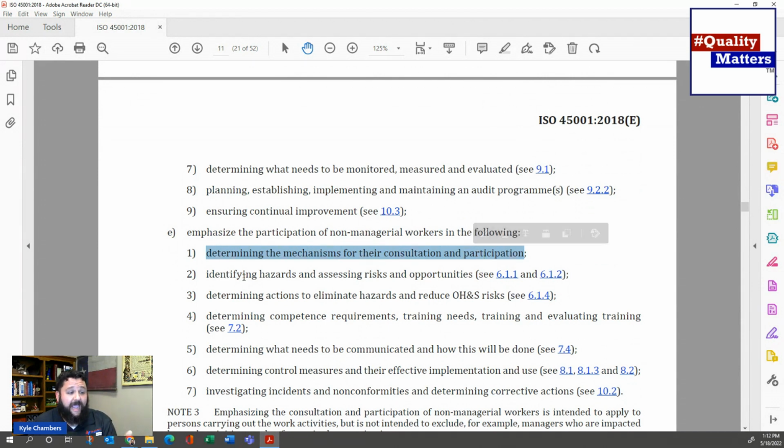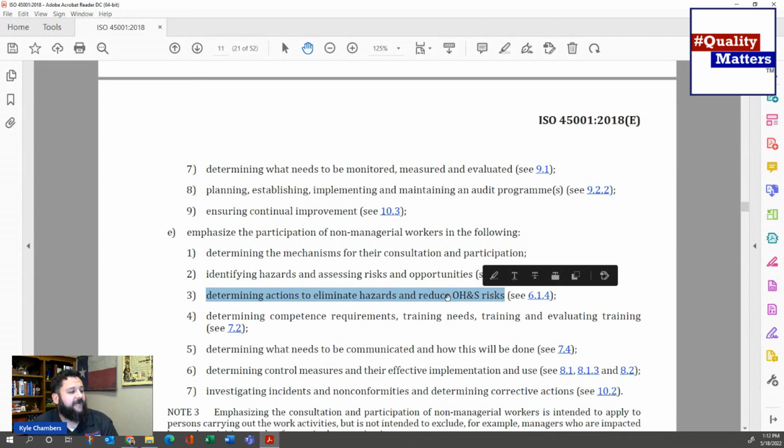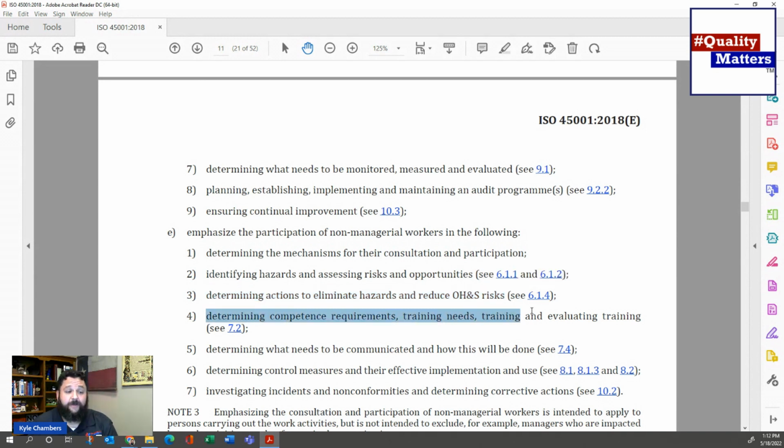We need to identify hazards, risks, and opportunities. We've got a tool we call hazard assessment. It's a really, really awesome tool. Determining the actions to eliminate hazards, also including that hazard assessment tool. Determining competence and training requirements. Fantastic stuff. We've got a podcast episode coming out real soon where this is one of the key things we talk about for a lot of the workplace and workforce issues going on today: making certain that we have our people trained appropriately for the work they need to do.